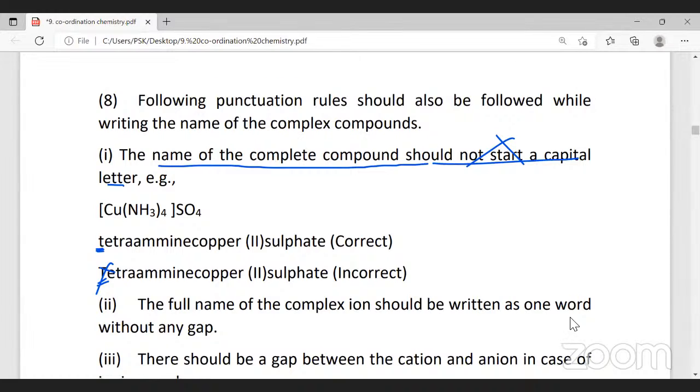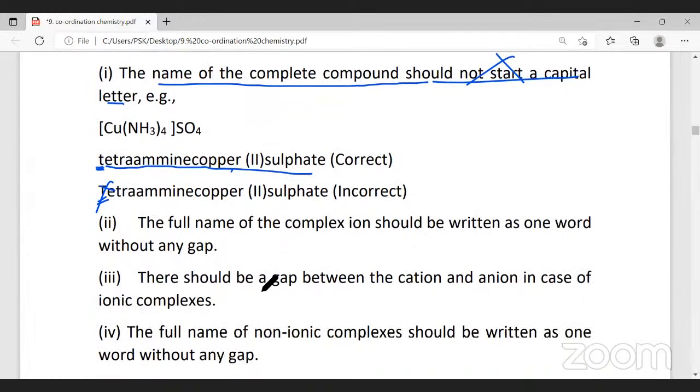The full name of the complex ion should be written as one word without any gap. So there should not be any space. You can see this is one word. Here also it looks like that only, but there should not be any space. It should be written as one word.